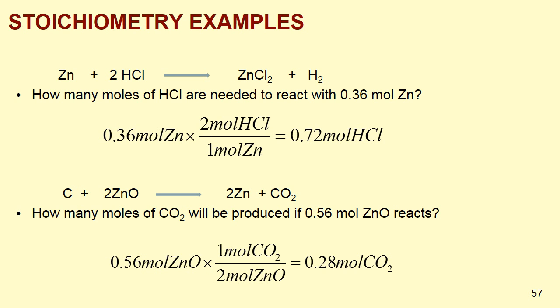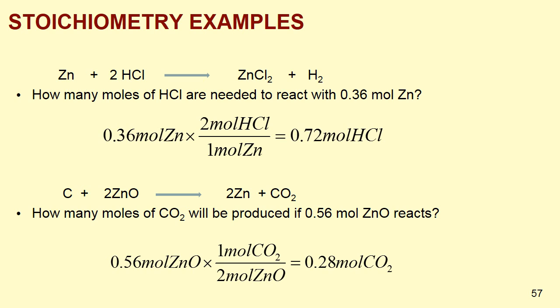So if I had 0.36 moles of zinc, how many moles of HCl do I need? Well, because I need 2 moles of HCl for every mole of zinc, I need twice as many moles of HCl. So I just take what I know, 0.36 moles of zinc, multiply by a conversion factor, and notice that I have moles of zinc on the denominator, moles of HCl on the numerator, because that's what I'm looking for. The moles of zinc cancel, and my answer, 0.72 moles of HCl.